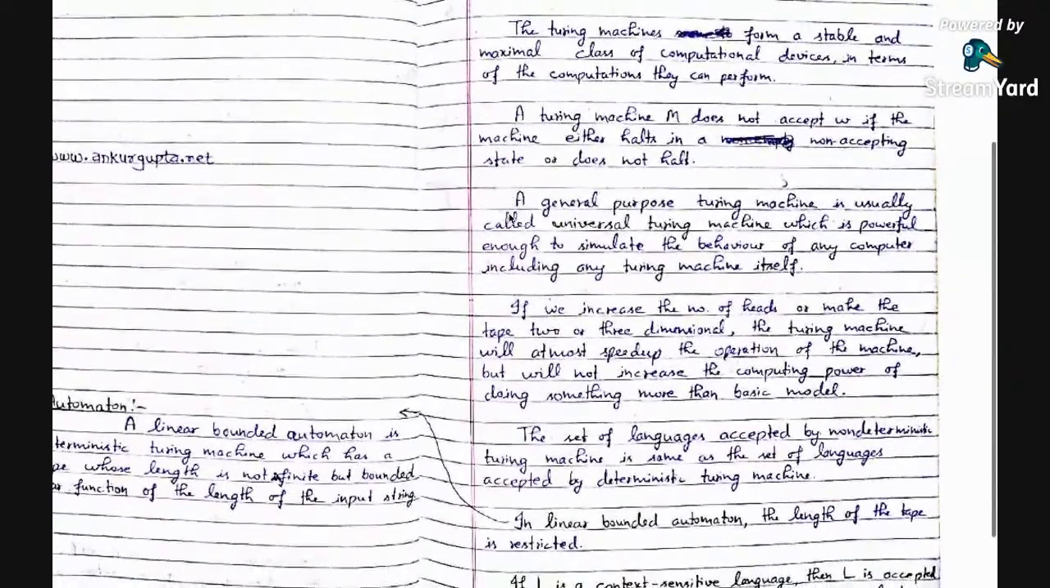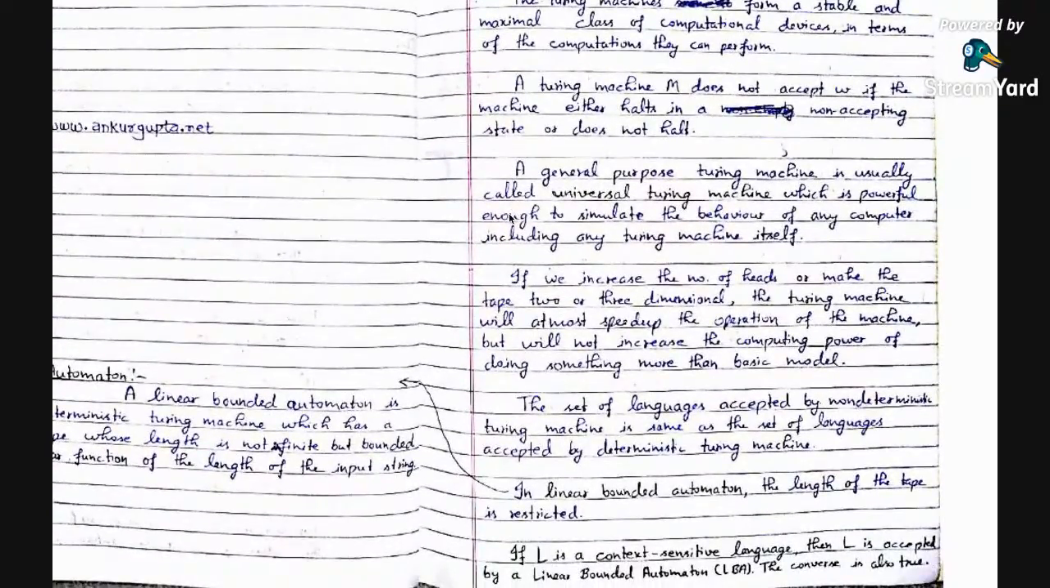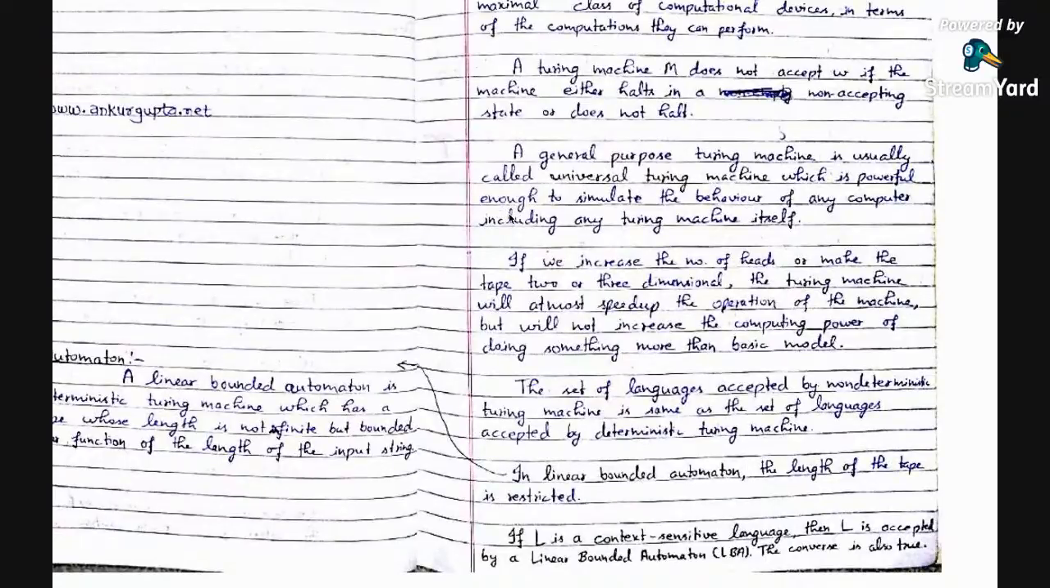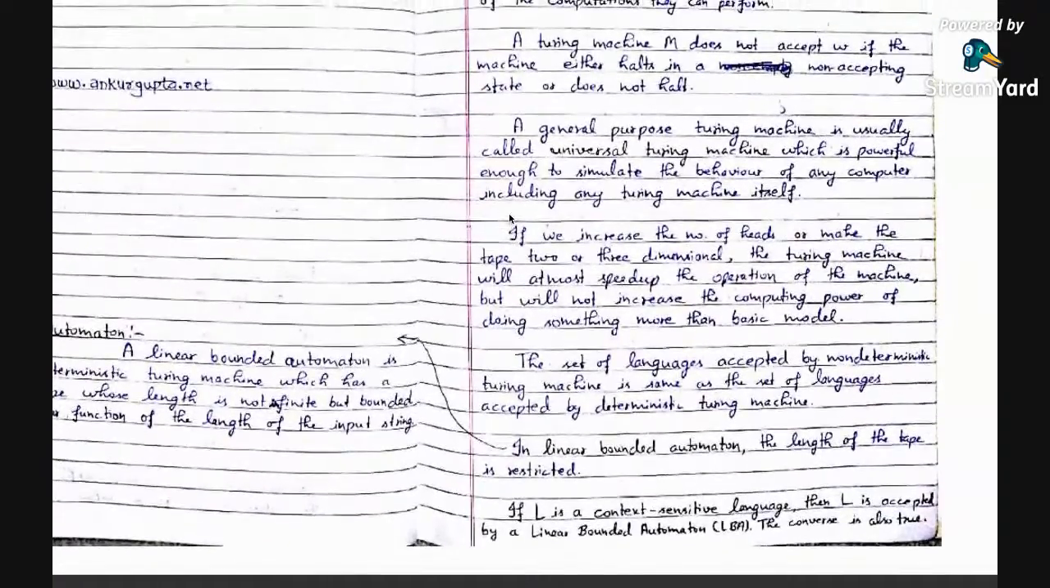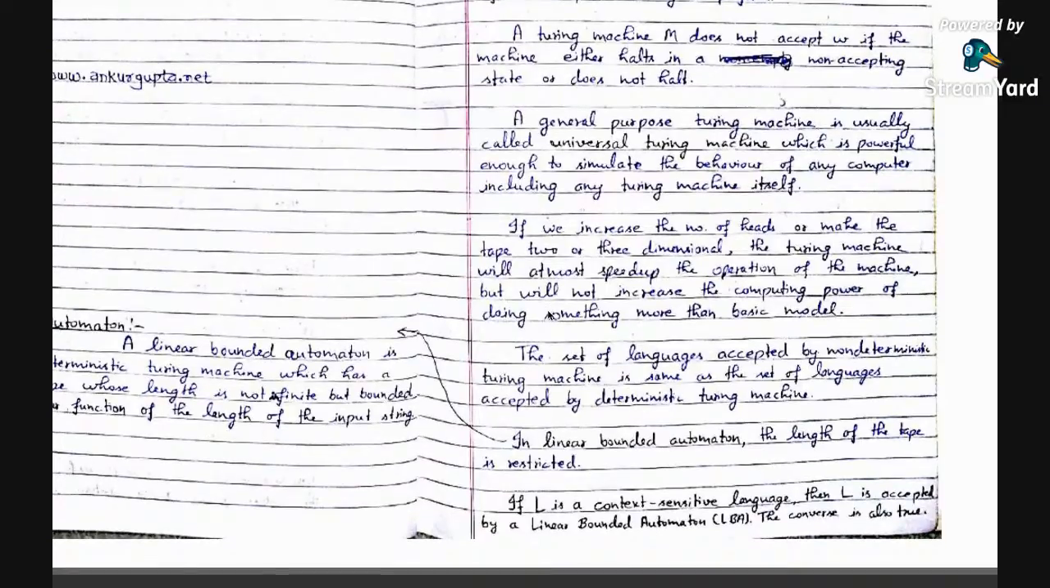A Turing machine M does not accept W if the machine either halts in a non-accepting state or does not halt. A general-purpose Turing machine is usually called a universal Turing machine, which is powerful enough to simulate the behavior of any computer, including any Turing machine itself. If we increase the number of read-write heads or make the tape two or three-dimensional, the Turing machine will at most speed up the operation while not increasing the computing power beyond the basic model.